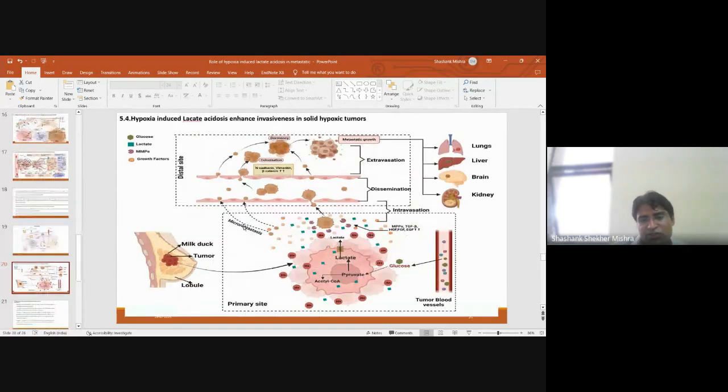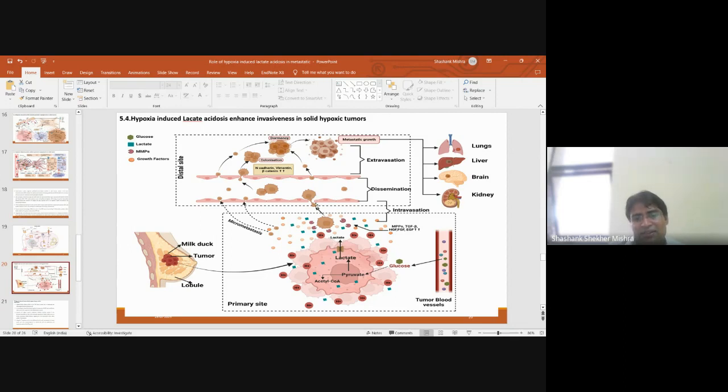The invasion process is more clearly shown here. This is the tumor blood vessel. These are hypoxic cancer cells secreting more and more lactate. Lactate is also enhancing TGF-beta and other proteins like MMP, hepatocyte growth factor, FGF. MMP, matrix metalloproteinase, is also a digesting enzyme. The role of this enzyme is to break down the stromal tissue. Once the stromal tissue is degraded, a tumor cell can easily get away and enter into the blood vessel.